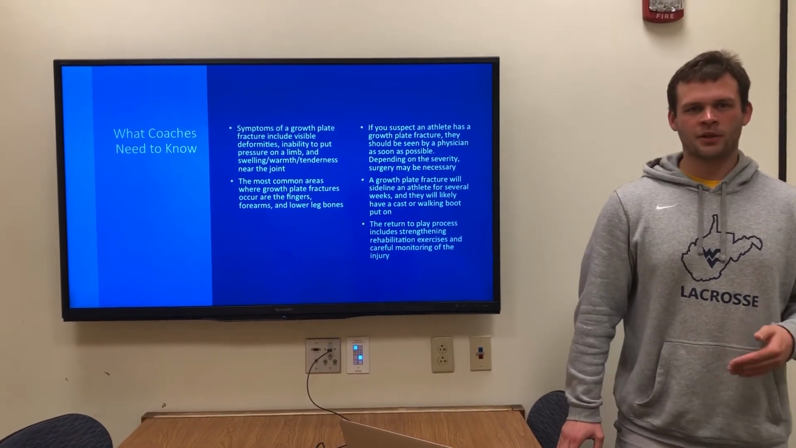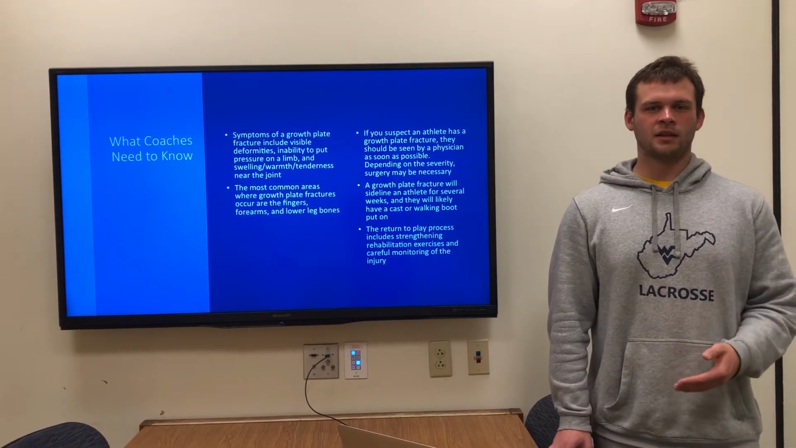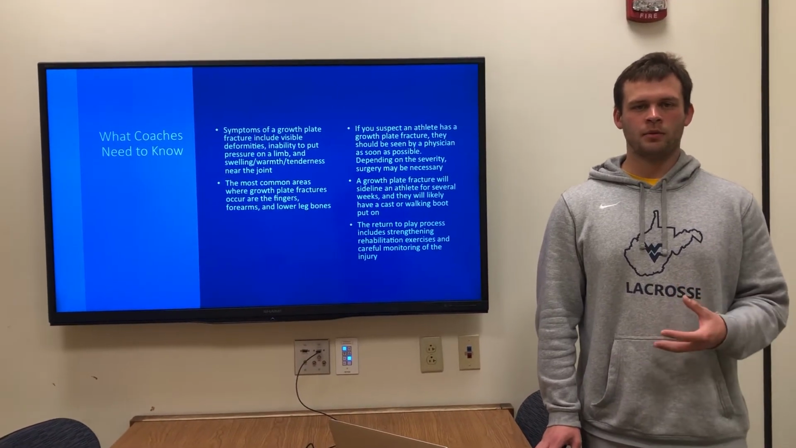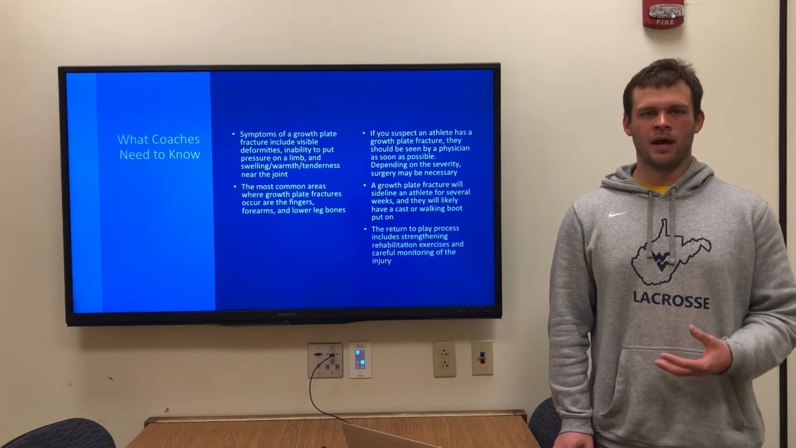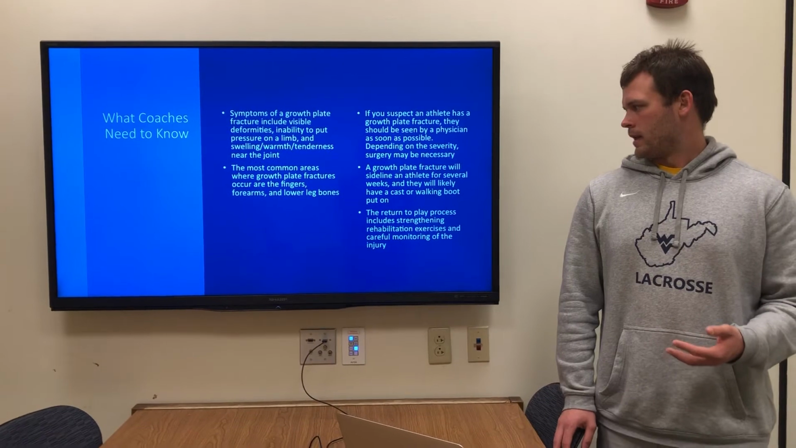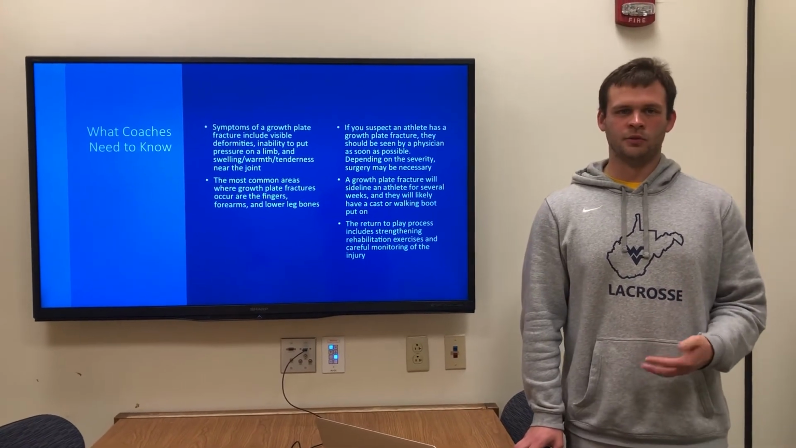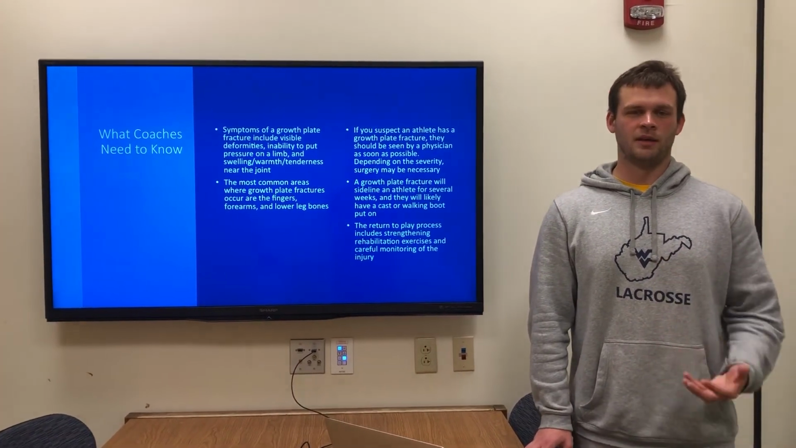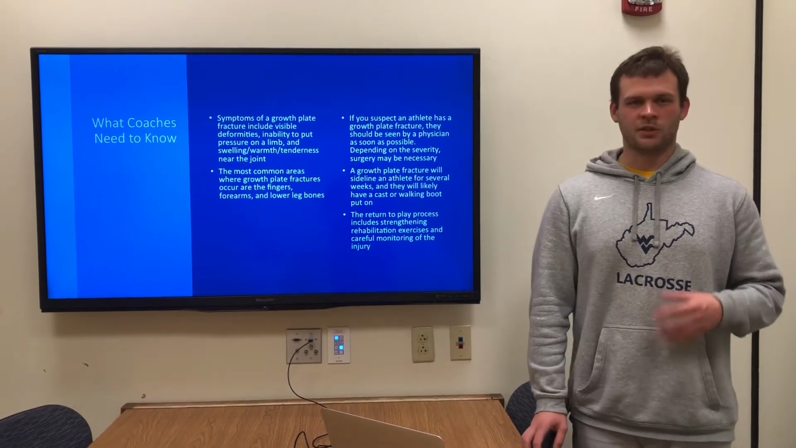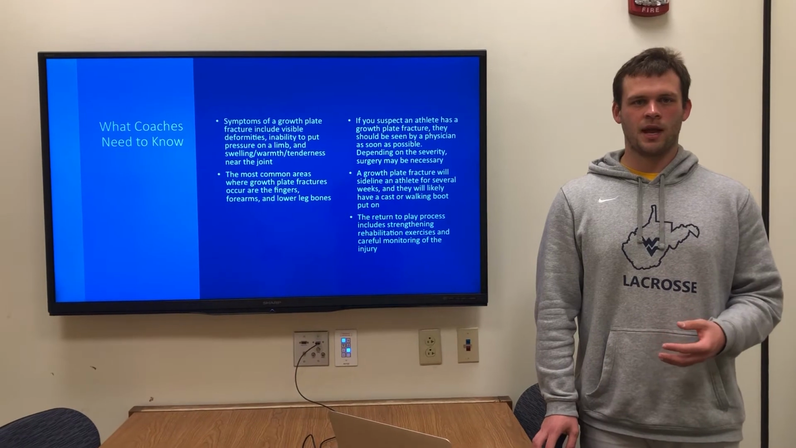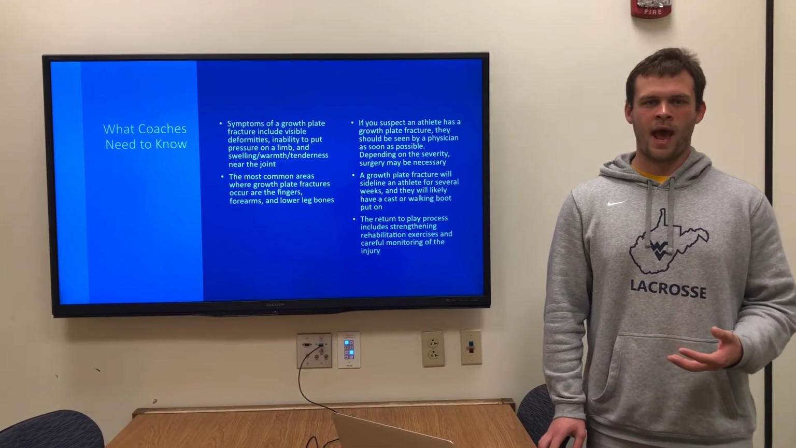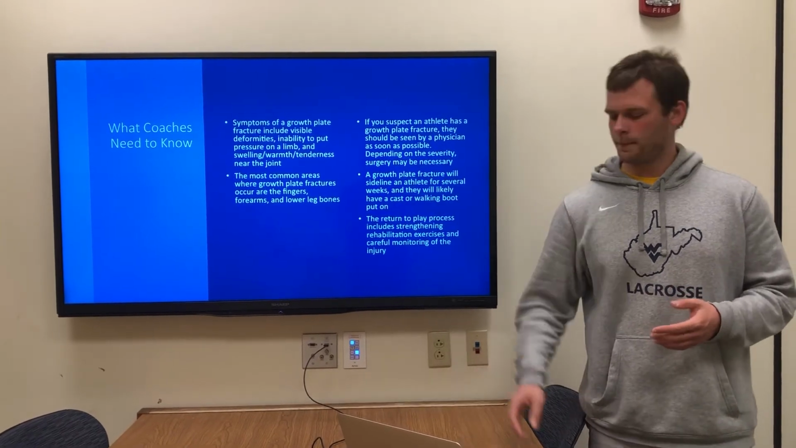A growth plate fracture will definitely sideline an athlete for several weeks. They will likely have a walking boot or a cast to help immobilize the injury and ensure they're resting properly. And the return to play process includes first and foremost rest of the affected limb, for several weeks. But there will also be strengthening rehab exercises and careful monitoring by a doctor to ensure that they aren't pushing it beyond their limit.